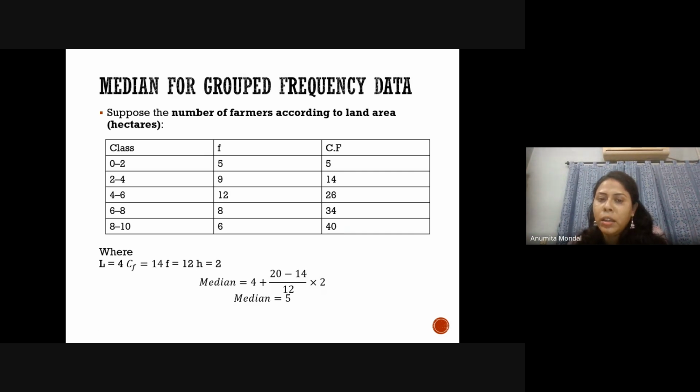Median for the grouped data. In this case, the data is given in group form and the frequency is given. First, you have to calculate the cumulative frequency, and then divide n by 2, and it gives you the position of the value where the median belongs. Then we have to find L, CF, the frequency, and the interval or class width of the median class, and it gives you the median value, which is 5.